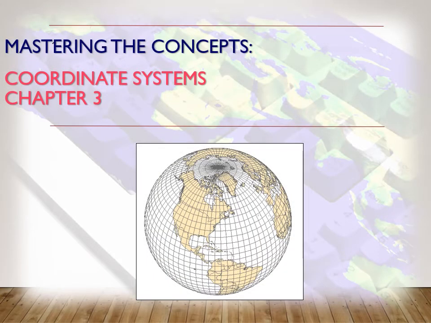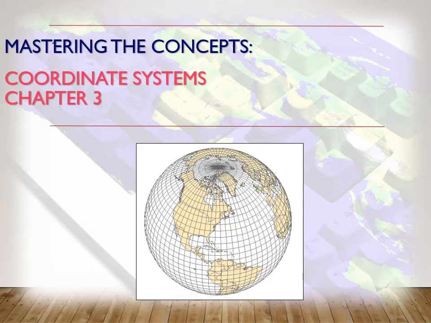Welcome class to Chapter 3, Coordinate Systems. This is probably the most important, yet one of the hardest chapters to understand. I don't want to necessarily scare you, but coordinate systems are extremely important when we deal with GIS data and any kind of mapping data. But it's also sometimes poorly understood because there's some mathematics behind it. But we'll try to break it down.